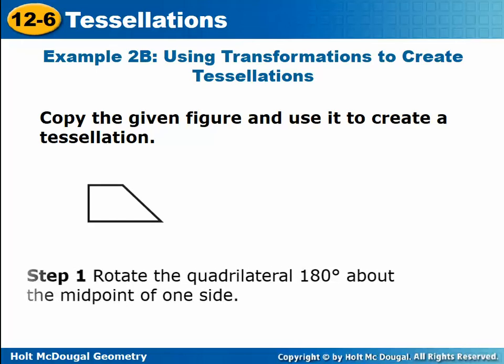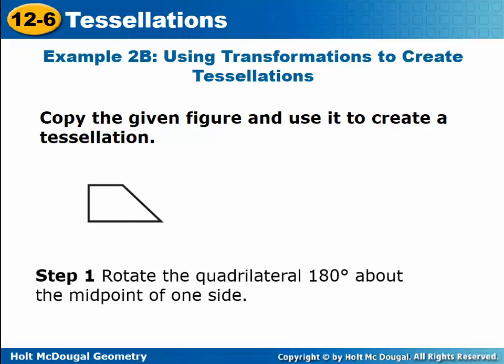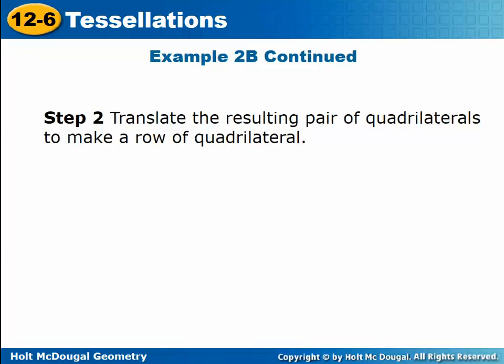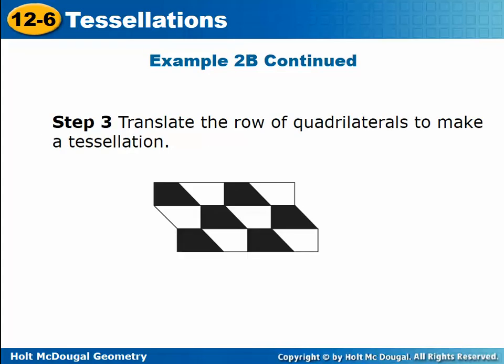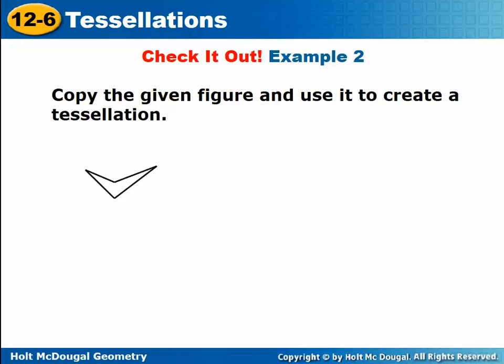All right, in this one, we're going to do the same thing. Pick one side to find the midpoint of. It doesn't matter what side; they used this one. And then they rotated the figure 180 degrees about the midpoint to create a rectangle, in this case, or a quadrilateral. And now you can translate that to make a row of them. And then you can translate the row down to make a block of them.